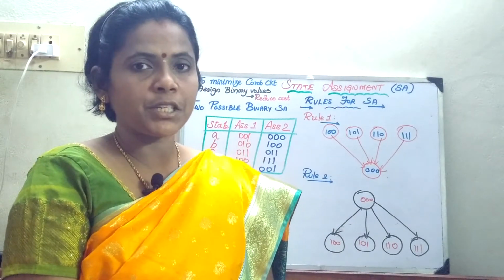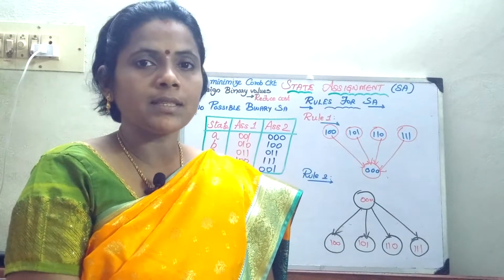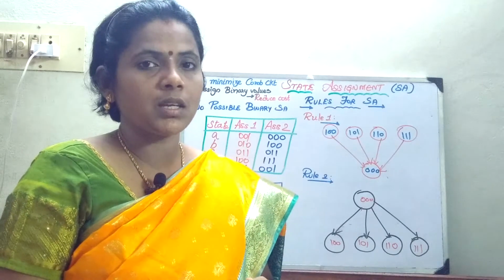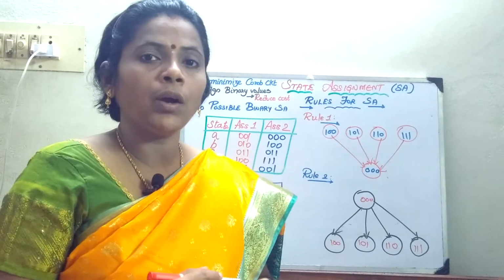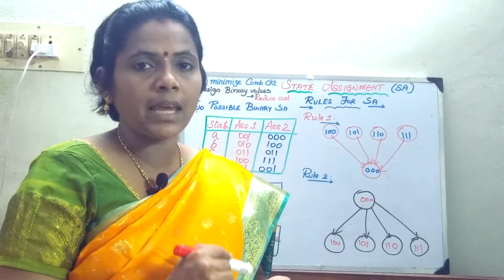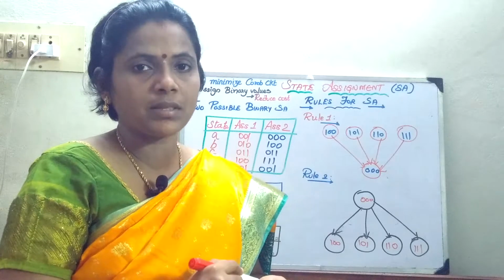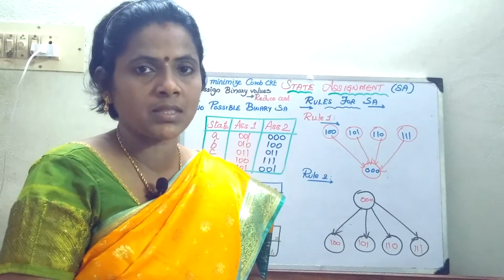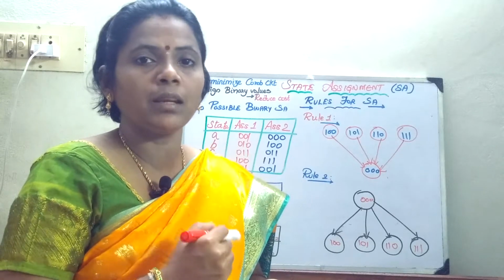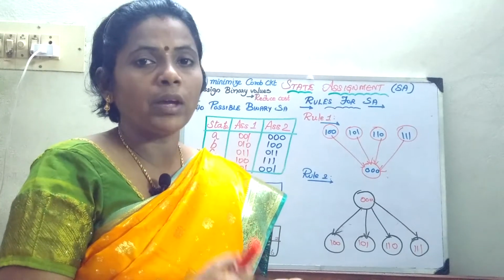In the last session, we have seen, what is the purpose of state minimization? State minimization is carried out in order to avoid redundant states. If two states have the same present state, the same next state and the same output, then one of the states can be discarded. So why are we doing this?